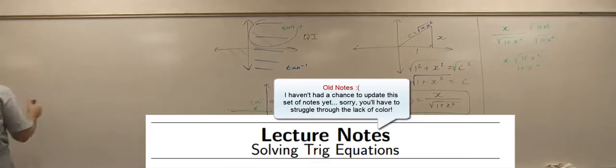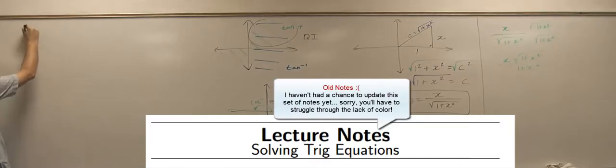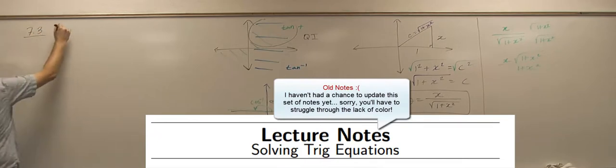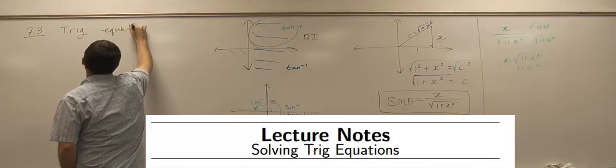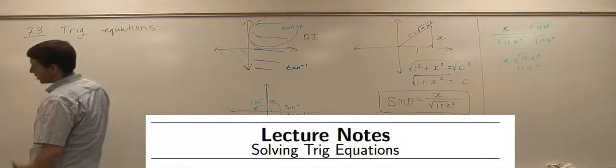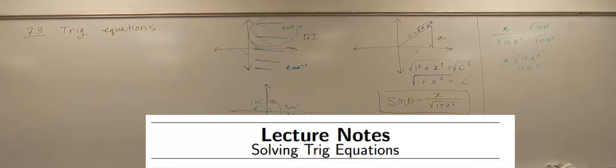So 7.1 and 7.2 in your book are what talk about inverse functions. 7.3 is what I need to start today. I doubt I'll be able to finish it. Let's get you started before spring break comes, and then we'll review and finish it up after spring break.